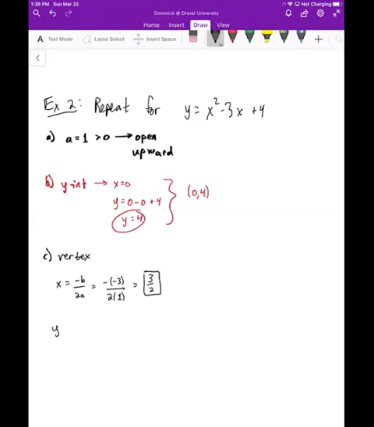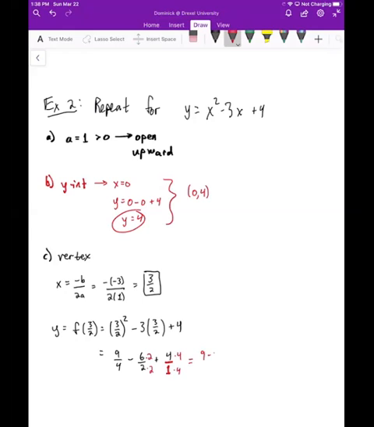So then our y-coordinate is going to be found by taking the x-coordinate and plugging it in. So we get a 3 over 2 squared minus a 3 times a 3 over 2 plus 4. So now we just have to do a little bit of algebra. 3 over 2 squared will be a 9 over 4. And then we get minus a 6 over 2 and then plus 4. So let's make these all have common denominators. So this one needs times 2. This one needs times 4.